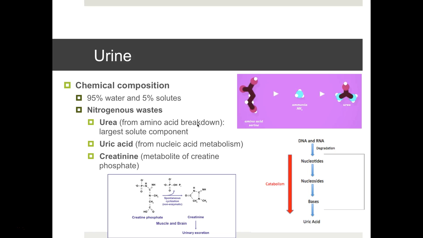So that brings us to our urine and the chemical composition of it. 95% of it is water and the other 5% will be solutes. And of course we want our waste products to end up in our urine to excrete it from our body. So that's going to include urea, which we mentioned earlier, and that's going to be a form of amino acids that is broken down. So you can see in this schematic here, we have our amino acid serine that breaks down into ammonia, which breaks down into urea. And if you let this urea stand long enough, it reverts back to ammonia.